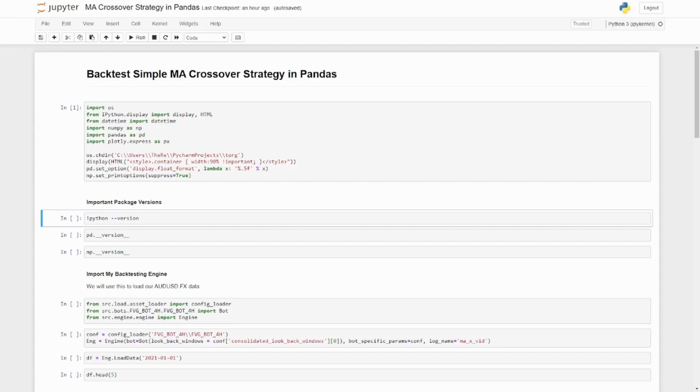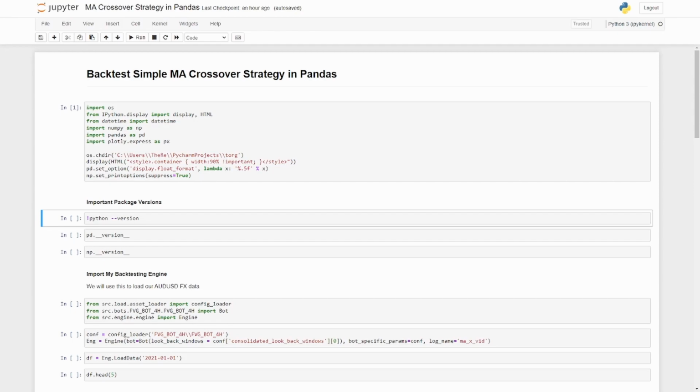Today we're going to backtest a simple moving average crossover strategy using Pandas. For those of you that don't know, Pandas is a Python package that's commonly used to do data analysis, data wrangling, and all kinds of other tasks that are typically conducted when you're working with data for modeling purposes, for cleaning purposes, for whatever. So today we're going to use Pandas to show how we can backtest a very simple high-level trading strategy.